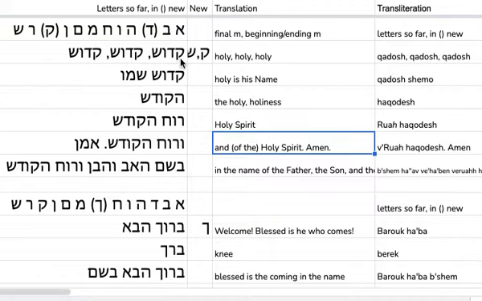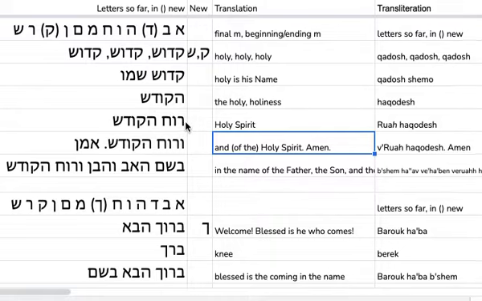Okay, here we go. Kadosh, kadosh, kadosh. Great, holy, holy, holy. This one, kadosh shemo, holy, his name. Remember, this is the vav, and at the end of a word it is the his possessive, third person, singular masculine possessive, the O. Kadosh shemo. HaKadosh. Remember what this prefix is? The definite article. So, the Holy One.